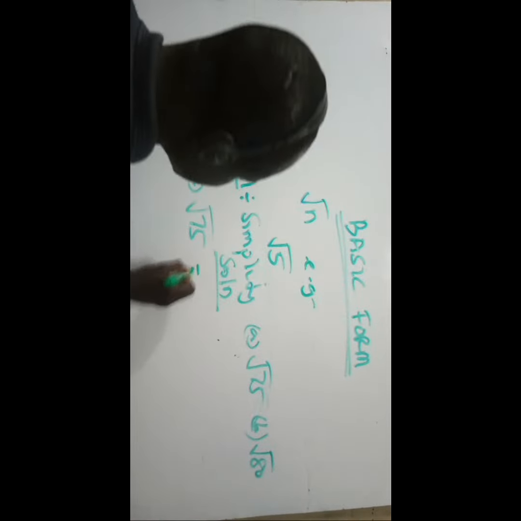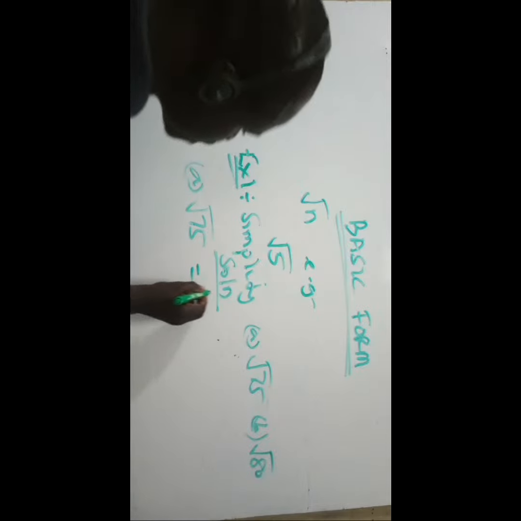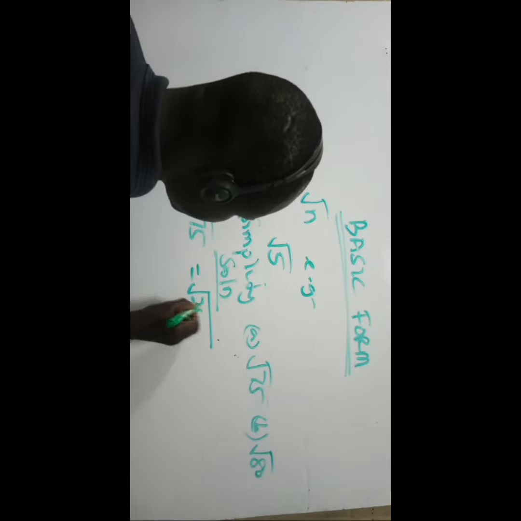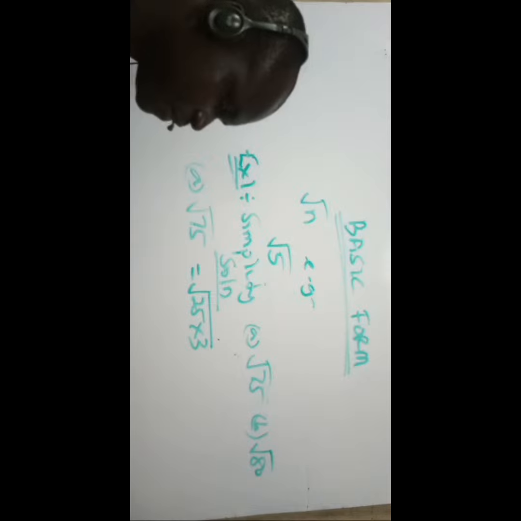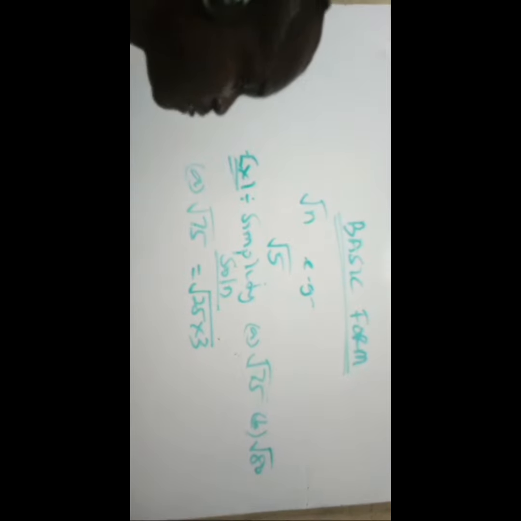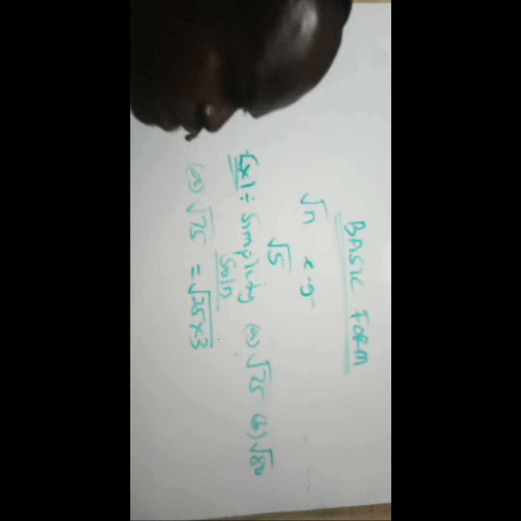Then what am I saying in essence? I can break this down into two. I can say this is the same thing as 25 multiplied by 3. 25 is a perfect square. Why is it a perfect square? Because the square root of 25 is 5, so it gives a whole number.